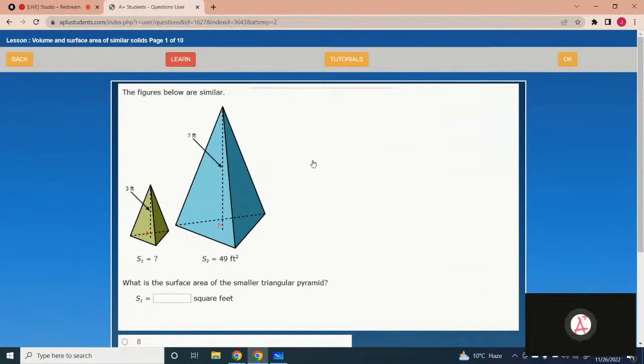Okay, the figures below are similar. What is the surface area of the smaller pyramid? You are given two pyramids, and you are given the surface area of the larger pyramid. You have to find the surface area of the smaller one. Got it? Let's just start the lesson with the question. Okay, let me do it on the board.